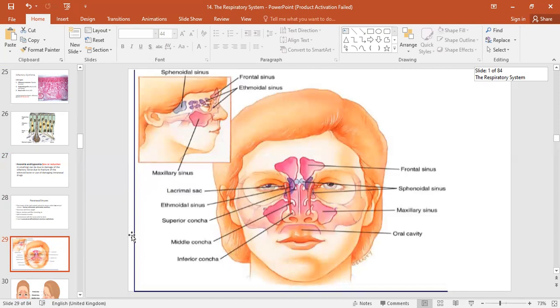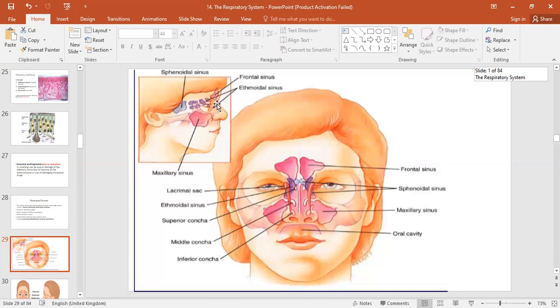Now, these sinuses are given names according to the bone in which they are found. So we have sinuses in the frontal bone of the skull. We call them frontal sinuses. We have sinuses in the maxillary bone, which is the upper jaw. Therefore, we call them maxillary sinuses. We also have sinuses in the sphenoid bone. Remember, the sphenoid bone is where the pituitary gland is protected. So we call it sphenoid sinus.